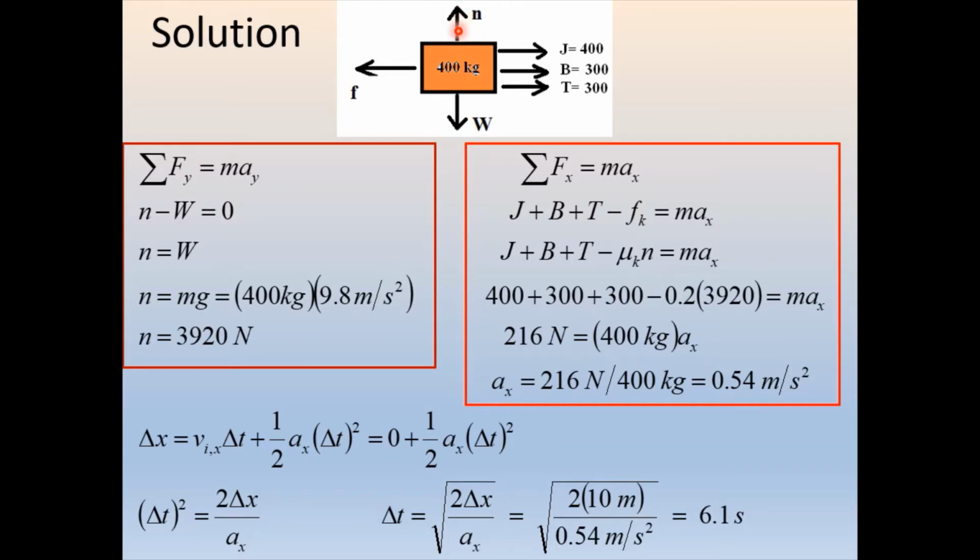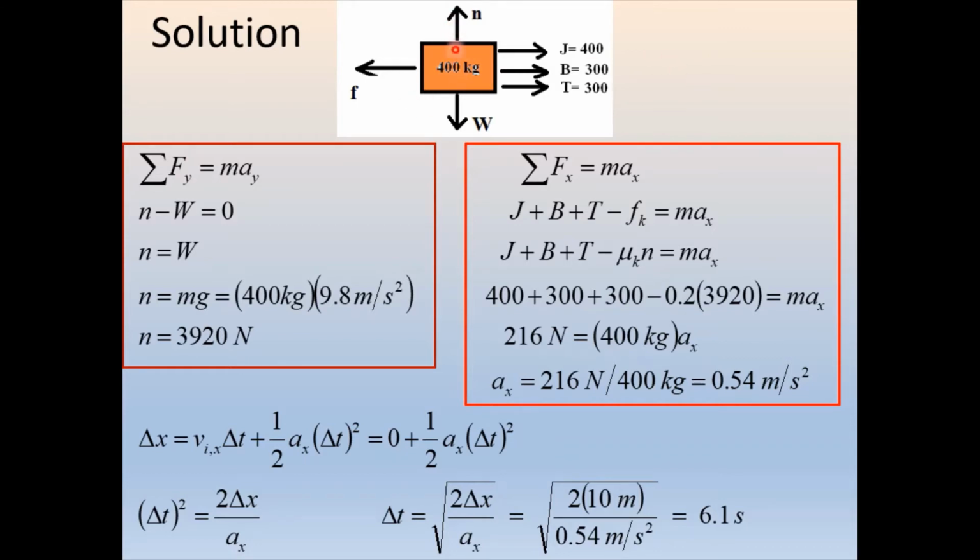Now, the simple way to do this without having to write all this stuff out here is just to realize that this crate is sitting on a level horizontal floor and the crate is not moving in the vertical direction. It's only going to be sliding horizontally.